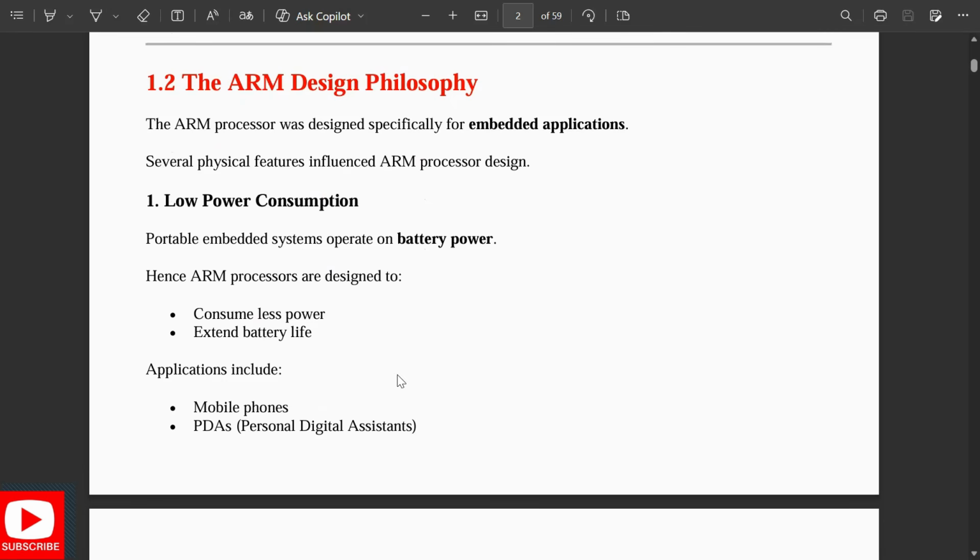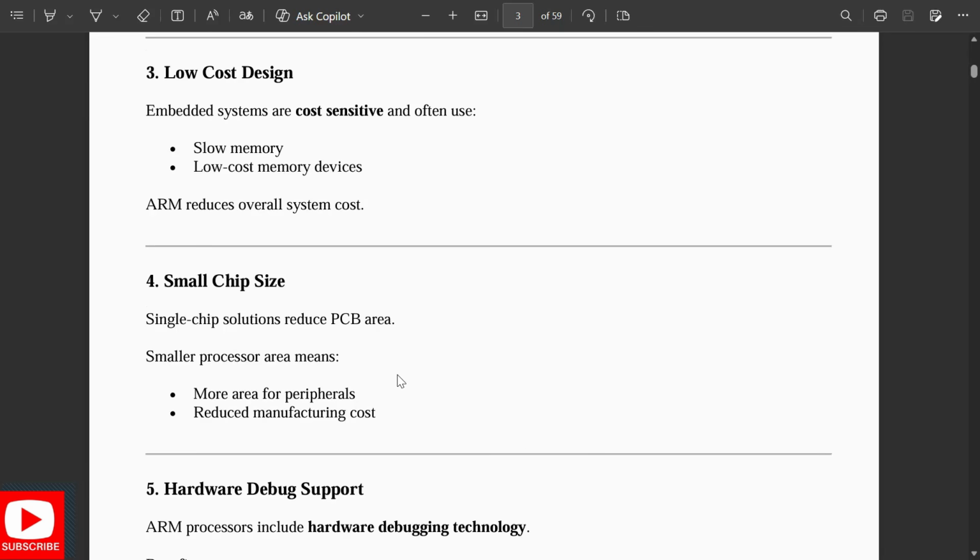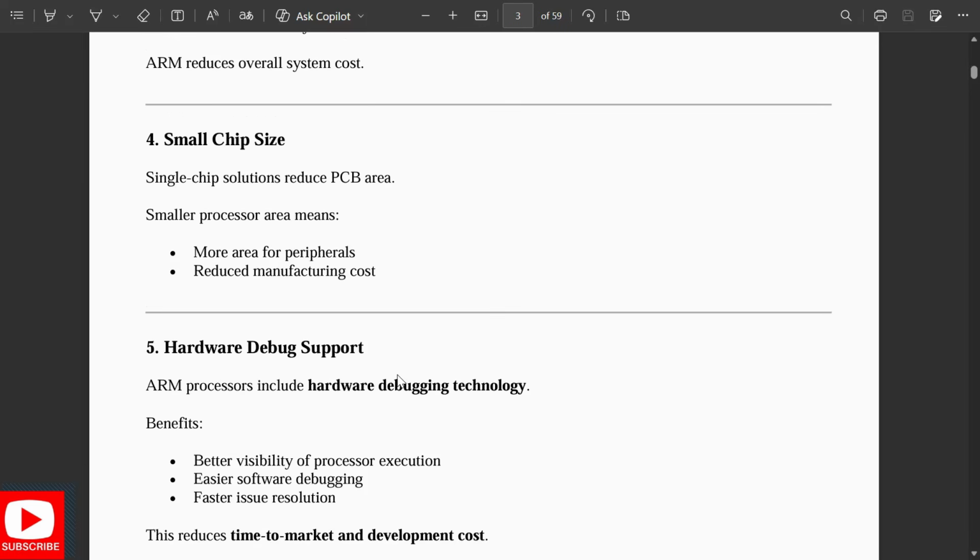Applications include mobile phones and personal digital assistants. Then high code density, that is because they have limited memory. ARM provides high code density, making it suitable for mobile phones or mass storage devices. Next, low cost. It is cost sensitive and often has slow, low cost memory devices. Then comes small chip size. Single chip solutions reduce the PCB area. This means more area for peripherals and reduced manufacturing cost.